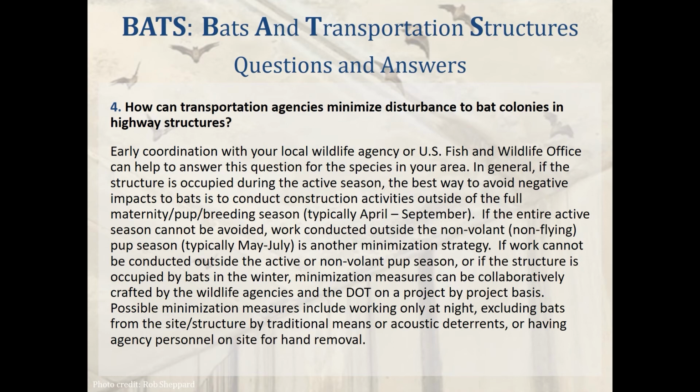If the entire active season cannot be avoided, work conducted outside the non-volant, non-flying pup season, typically May to July, is another minimization strategy. If work cannot be conducted outside the active or non-volant pup season, or if the structure is occupied by bats in the winter, minimization measures can be collaboratively crafted by the wildlife agencies and the DOT on a project-by-project basis. Possible minimization measures include working only at night, excluding bats from the site structure by traditional means or acoustic deterrence, or having agency personnel on site for hand removal.